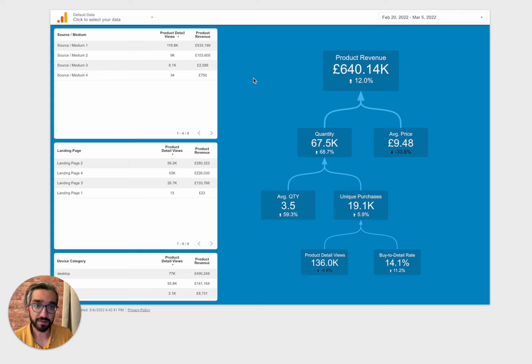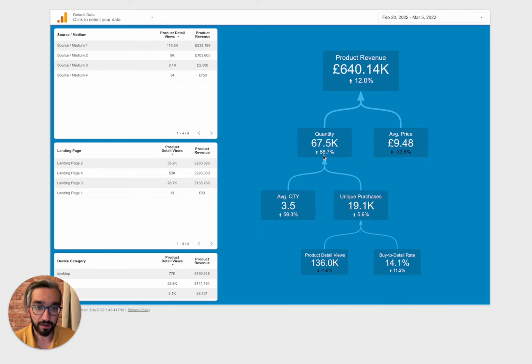In our case, product revenue is calculated by multiplication between quantity and average price. If you multiply the quantity by the average price, you should reach the product revenue. For example, our quantity has increased by 68%, but the average price has decreased by 33%. In that case, our product revenue has increased by only 12%.